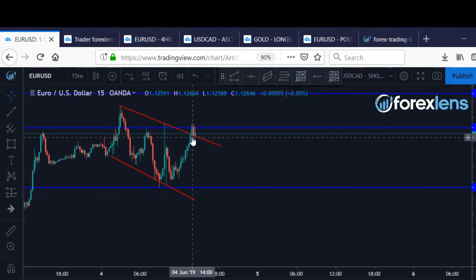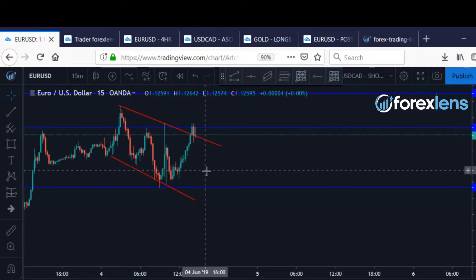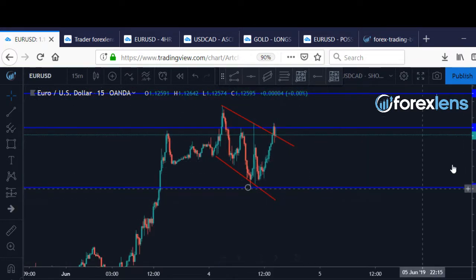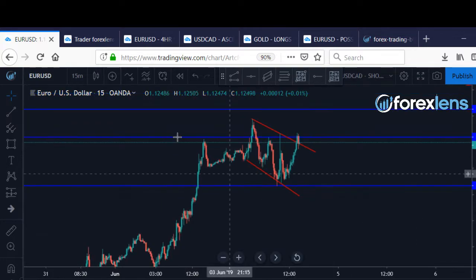If this bearish candle was closed underneath this channel, it would have been a nice short trade, nice intraday or even a swing trade. But obviously that did not happen. So I hope you guys kind of get an idea of how I trade.